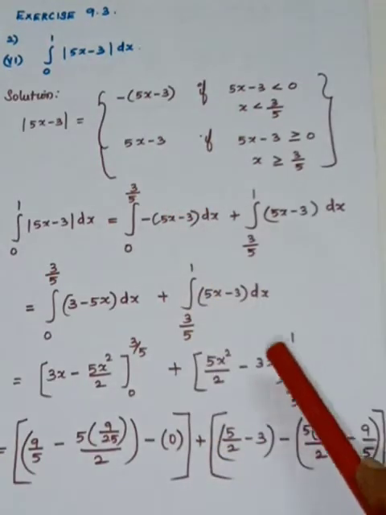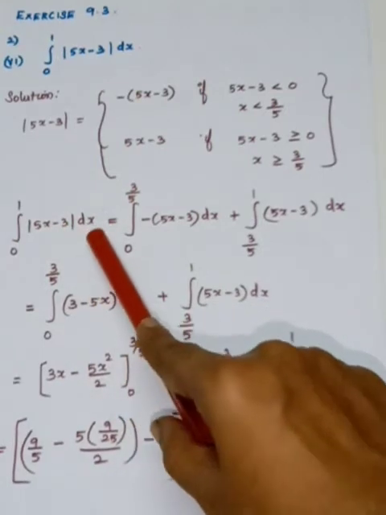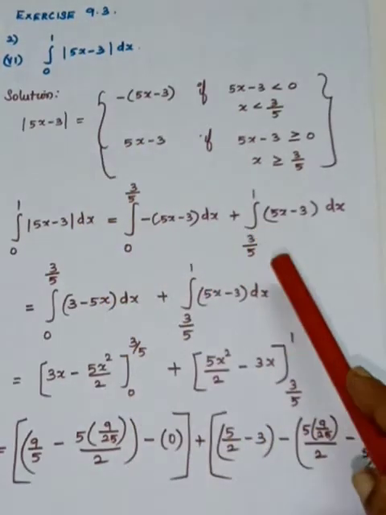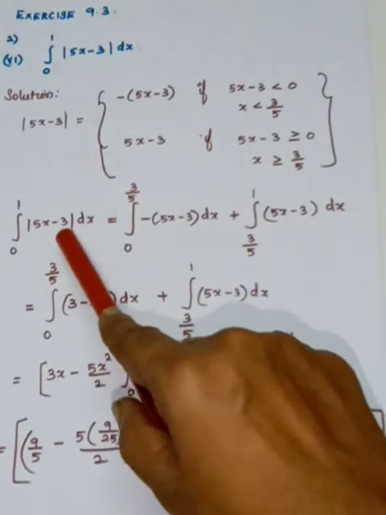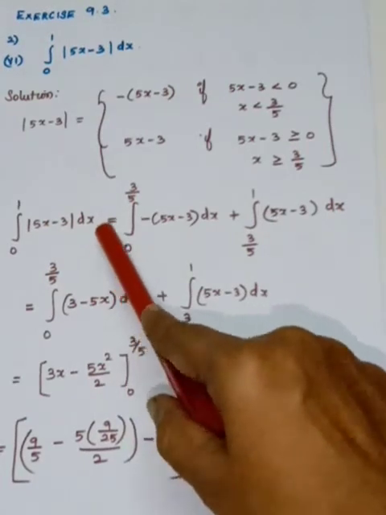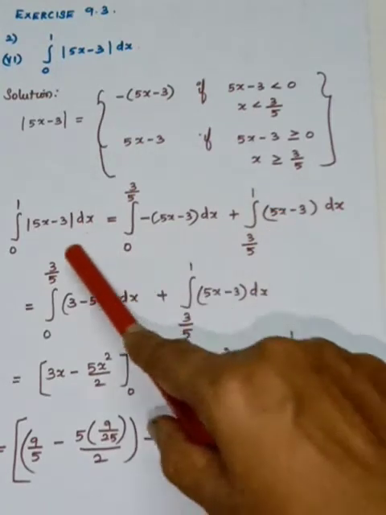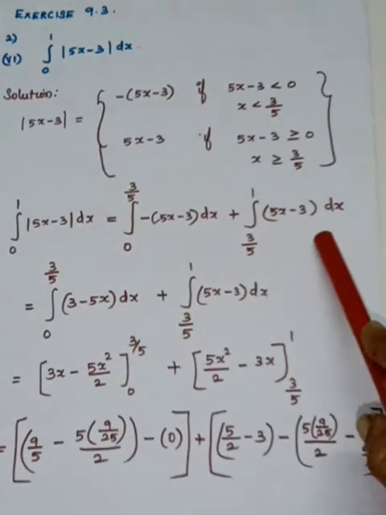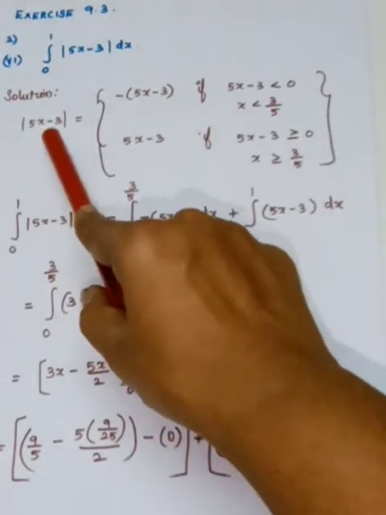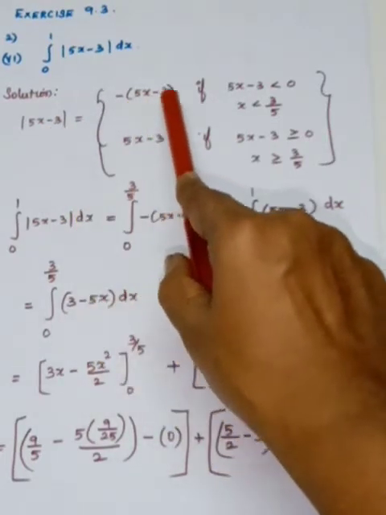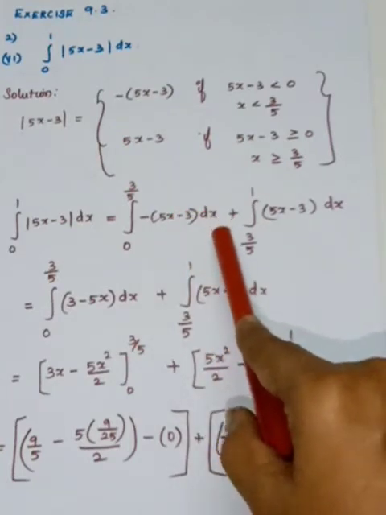Okay, so see now, integral 0 to 1 modulus of 5x minus 3 into dx. This integral I am going to split as 0 to 3 by 5 modulus of 5x minus 3 into dx plus integral 3 by 5 to 1 modulus of 5x minus 3 into dx. So, in this interval 0 to 3 by 5, your modulus of 5x minus 3 is minus of 5x minus 3. So, that's why here I have written minus of 5x minus 3 into dx.